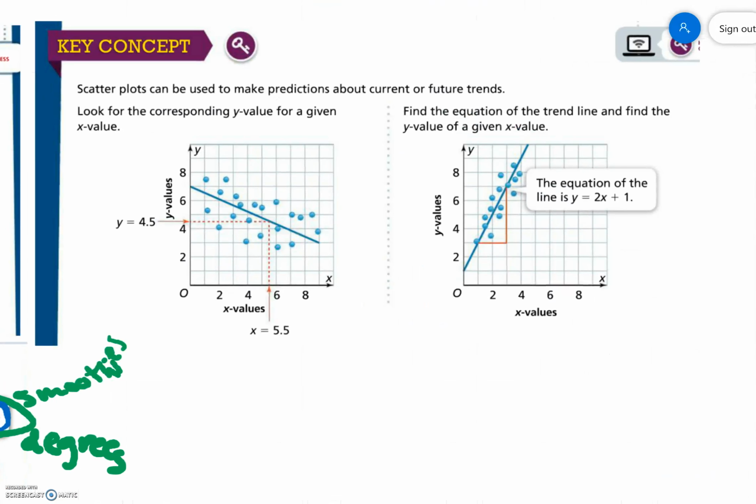Key concept: scatter plots can be used to make predictions about current or future trends. Look at the corresponding y value for a given x value. So any x value, you can follow it up to the trend line, follow it over to see what y value matches. And you can also find the equation of the trend line by finding the y-intercept and finding the slope.